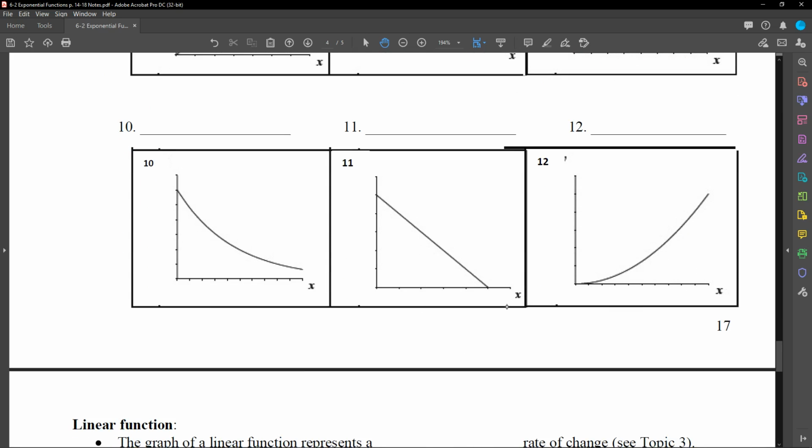Number 10, this is decreasing, but I can see that curvature there. And it looks like it's approaching a value. It looks like it's approaching 0. This is exponential. In particular, this would be exponential decay. Number 11, we got another straight line, but it's decreasing. This is linear. And number 12, this is increasing, and we've got that curve there. This is exponential growth.